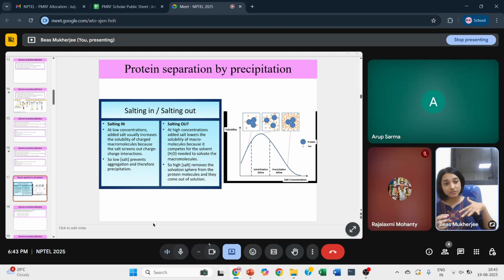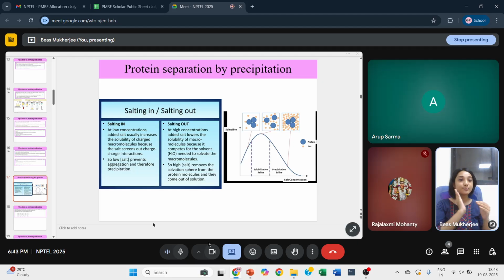But then when you add too much salt, what happens? At high concentrations, added salt lowers the solubility of the macromolecules because this added salt actually competes with the protein to interact with water. And of course, salt is going to interact better with water because it is very small and very strongly charged, with tiny molecules, right? And that is why the solvent interaction is improved and the protein-protein interaction increases. That is why aggregation and precipitation happens.